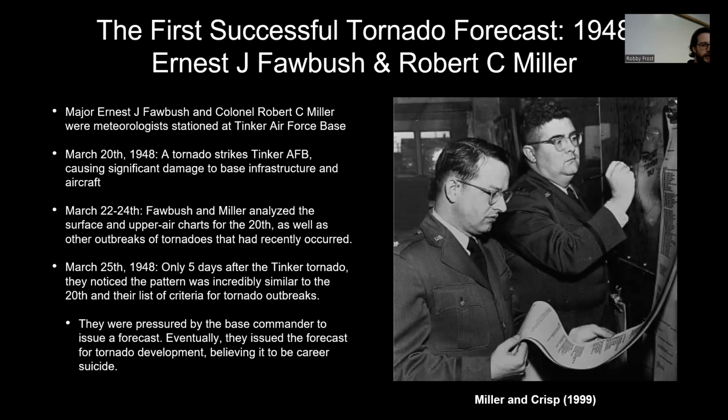So Major Ernest J. Fawbush and Colonel Robert C. Miller were meteorologists stationed at Tinker Air Force Base. And in 1948, a tornado struck the Air Force Base and caused a significant amount of damage. The general did not like that very much. It was very expensive and obviously not with much warning. And so he tasked his meteorologists in the days after to analyze data and try and come up with a means of predicting this in the future.